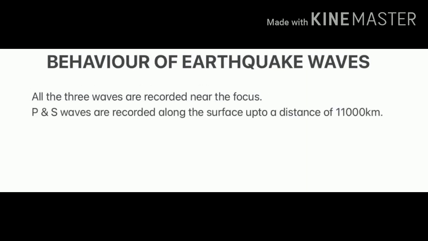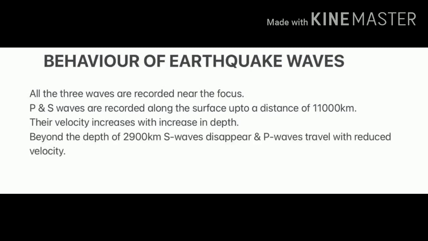P and S waves are recorded along the surface up to a distance of about 11,000 km from the focus of the earthquake. Their velocity also increases with the increase in depth, but only up to a depth of 2,900 km. Beyond this depth, the S waves disappear and P waves travel with reduced velocity. As we know that S waves disappear in liquid, this shows that the core of the Earth behaves like liquid, whereas the mantle up to a depth of 2,900 km behaves like solid.